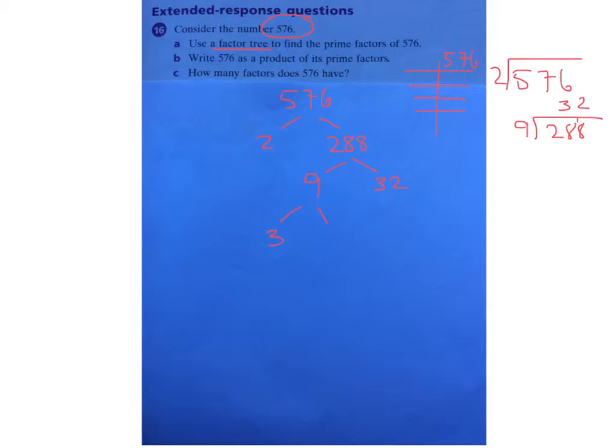9 is 3 times 3. 32 is 16 and 2. And finally, well, not finally, 16 is 4 and 4. And then finally, 4 is 2 and 2.